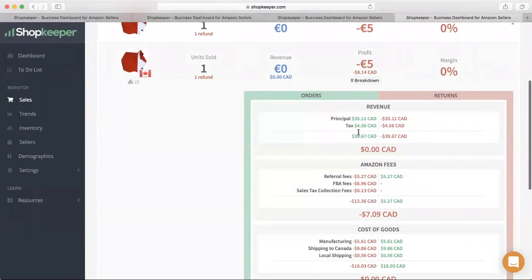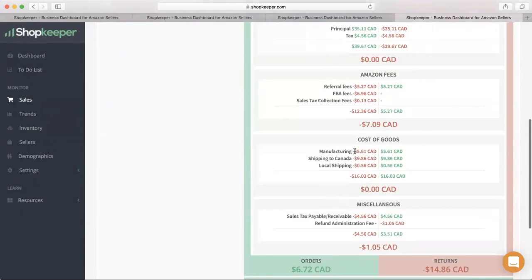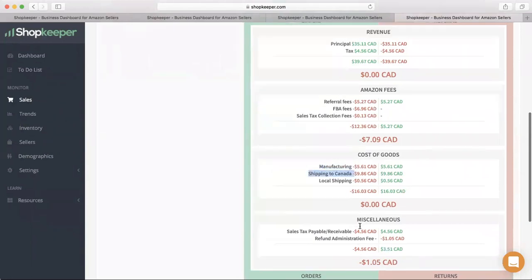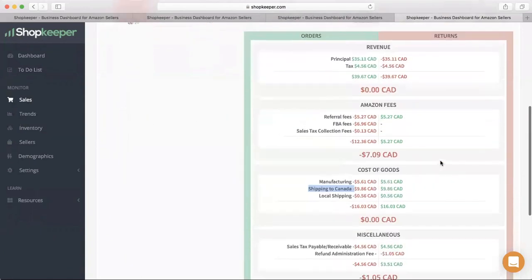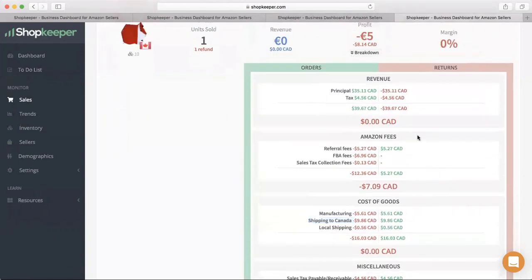So all of the transactions when the order came in. There are fees that got charged, you spent, your cost was manufacturing, shipping, and so on. And on the right side, everything related to when the refund came in. So let's analyze line by line. You would do exactly like this to see what specifically your costs are when every refund comes in.